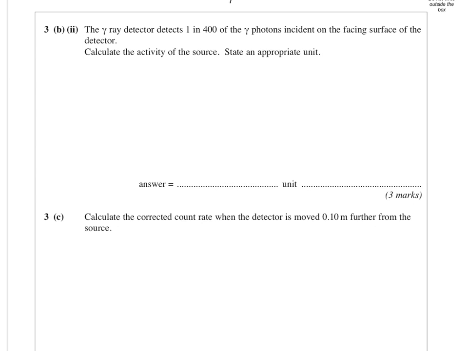Okay, so the measured activity at the detector is going to be the 0.62, which was the corrected count rate, and we're going to times that by 400 because that would tell you how many actual counts there are. And then what we're going to want to do is work out the total activity. It's going to be that value, 0.62 times 400.